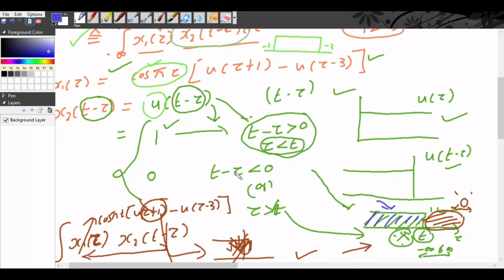So for t minus tau lesser than 0, or else for tau greater than t, the value is 0. I have indicated here, right?